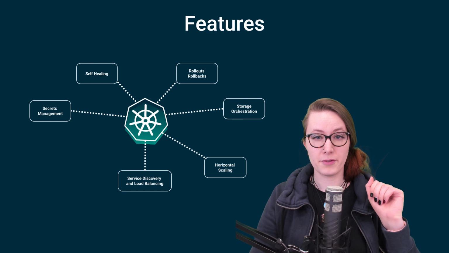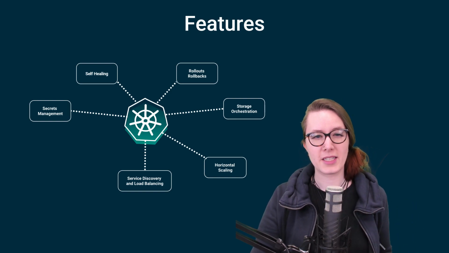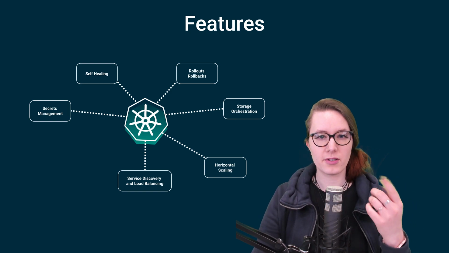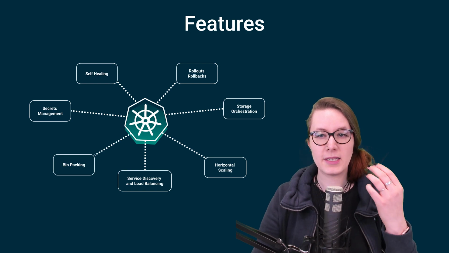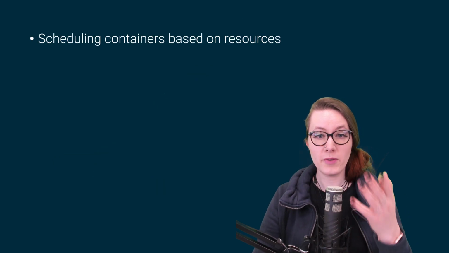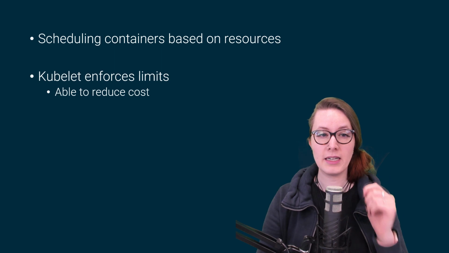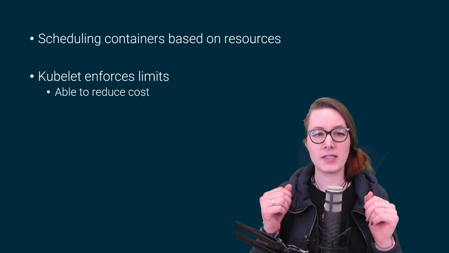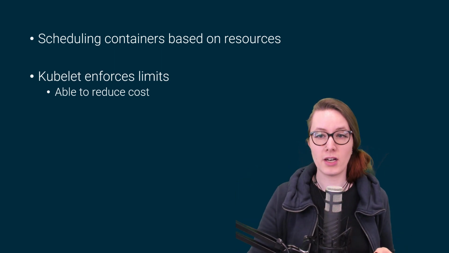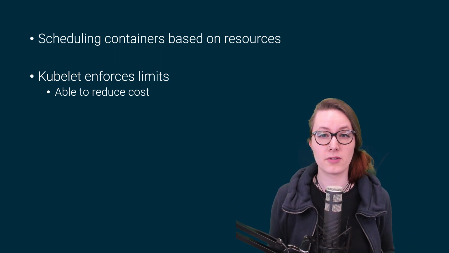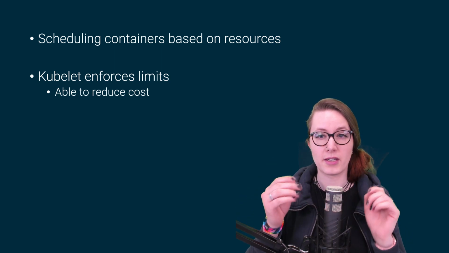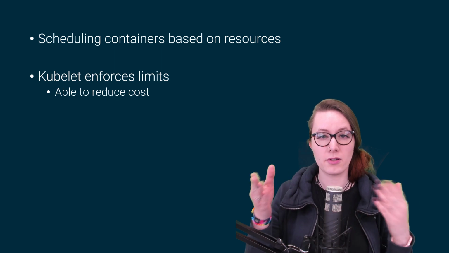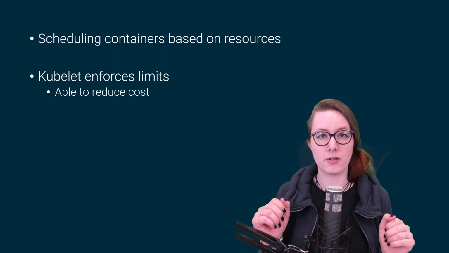To increase your efficiency in every aspect, we got the automatic bin packing to schedule your containers based on resource requirements and other constraints. So when you specify a resource limit for a container, the kubelet will enforce those limits so that the running container is not allowed to use more of these resources than the limit you set. This way, you can turn off nodes afterwards and reduce your cost.